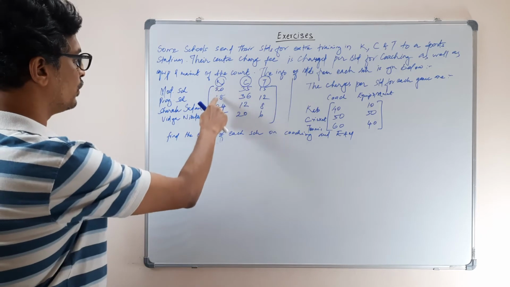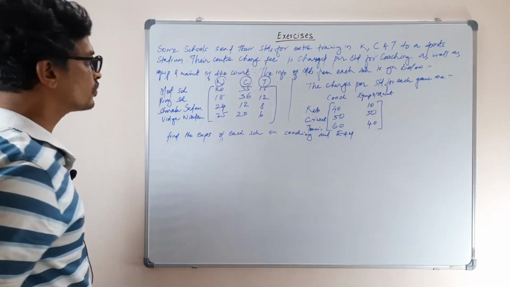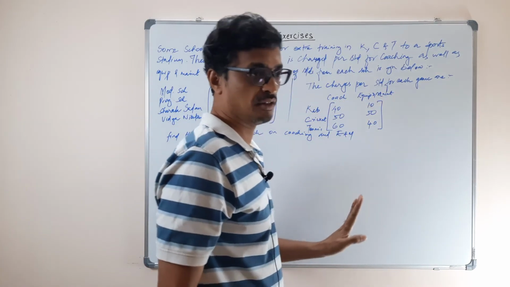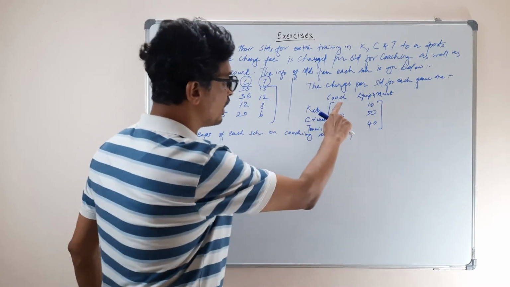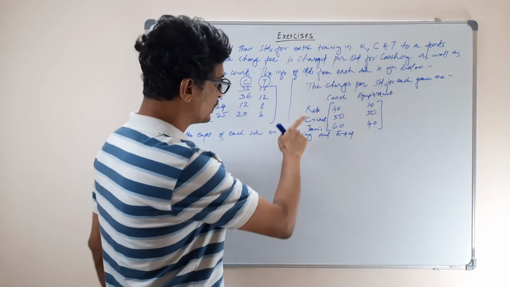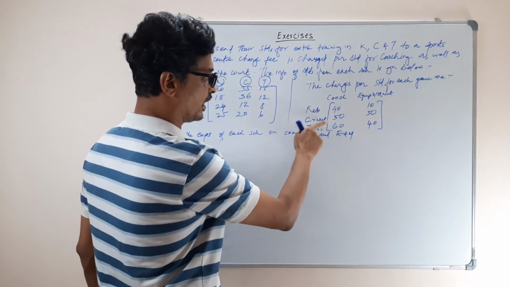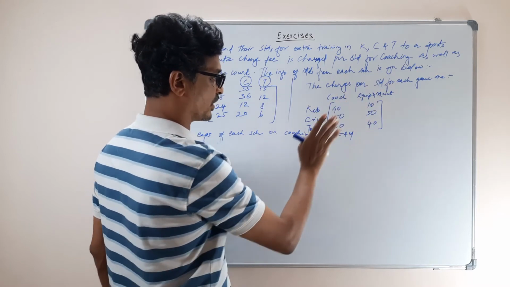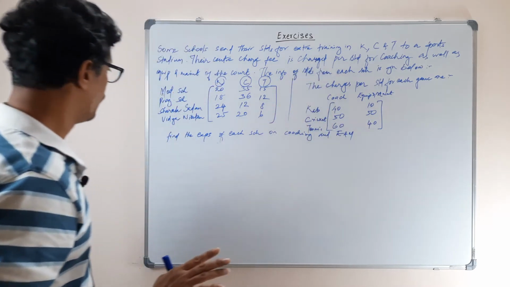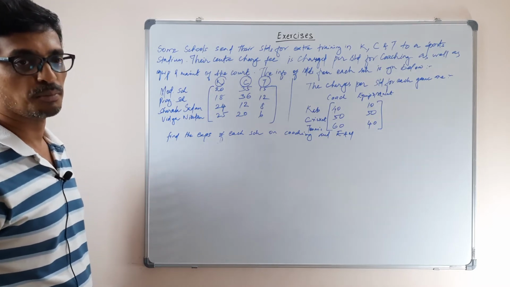How many schools? 1, 2, 3, 4. Four schools and three sports. And the charges per student for each game are different: one is a coaching fee, another is equipment and maintenance. For Kabaddi, it is 40 rupees coaching, 10 rupees equipment. Cricket, 50 rupees coaching, 50 rupees equipment. Tennis, 60 rupees coaching and 40 rupees equipment. Find the expense of each school on coaching and equipment and maintenance.